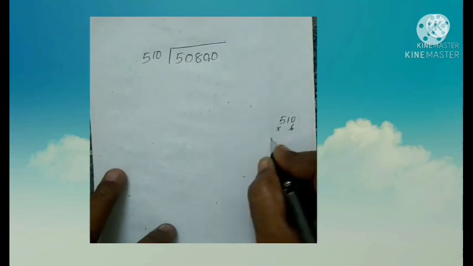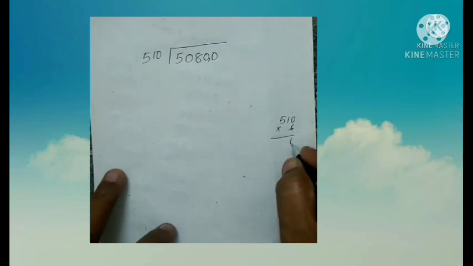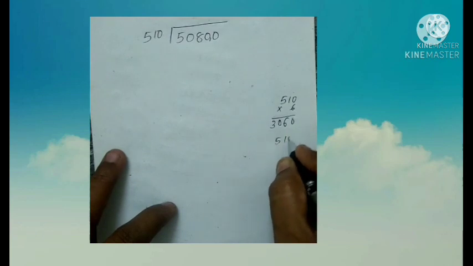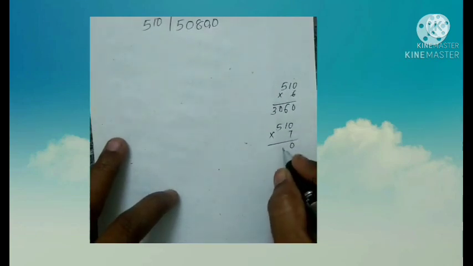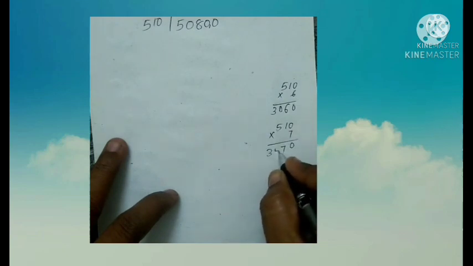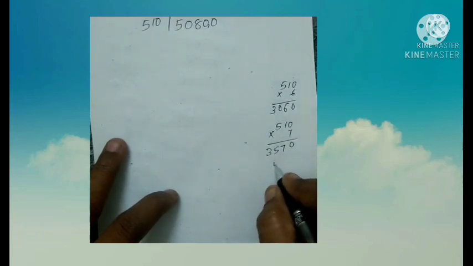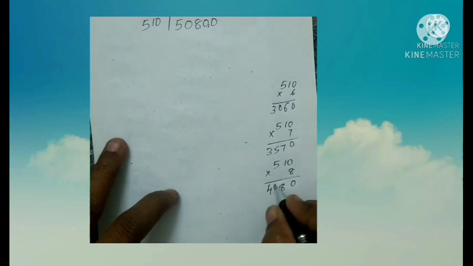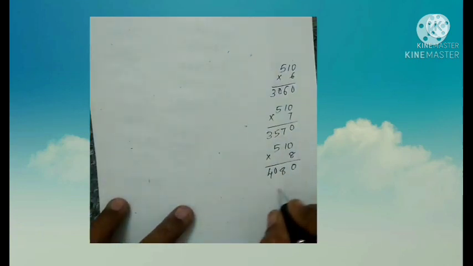510 into 6. 0 into 6, 0. 1 into 6, 6. 5 6s are 30. Then 510 into 7. 0 into 7, 0. 1 7 is 7. 5 7s are 35. And then again 510 into 8. 0 into 8, 0. 1 into 8, 8. 5 8s are 40. Then 510 into 9.